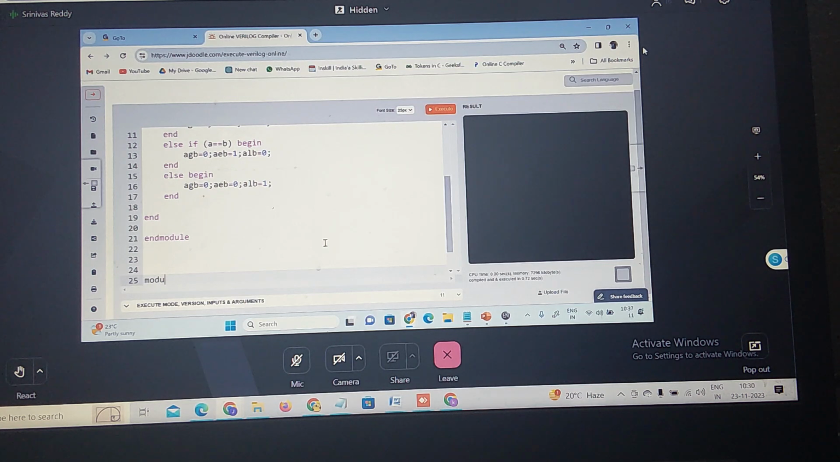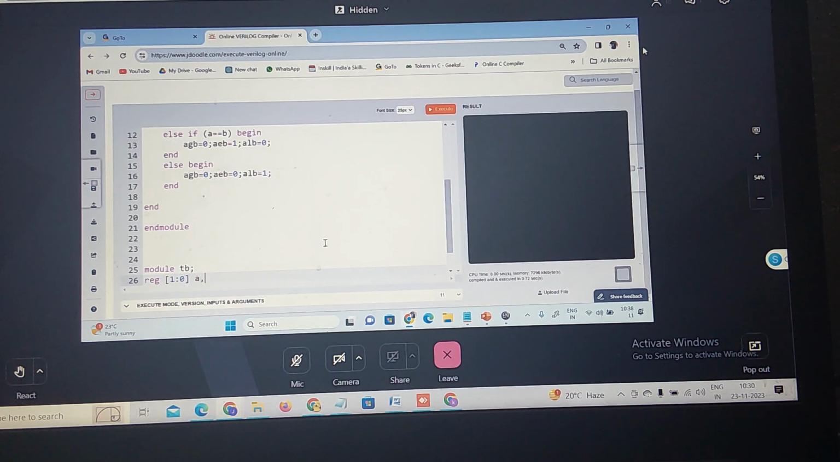Now let us write the test bench for this. How to write the test bench? Module TB, reg. What are the regs? 1 down to 0 of A comma B. Then wire A greater than B, A equal to B, A less than B. Then we need to instantiate the design. Comparator DUT, let us go with port connection by default.